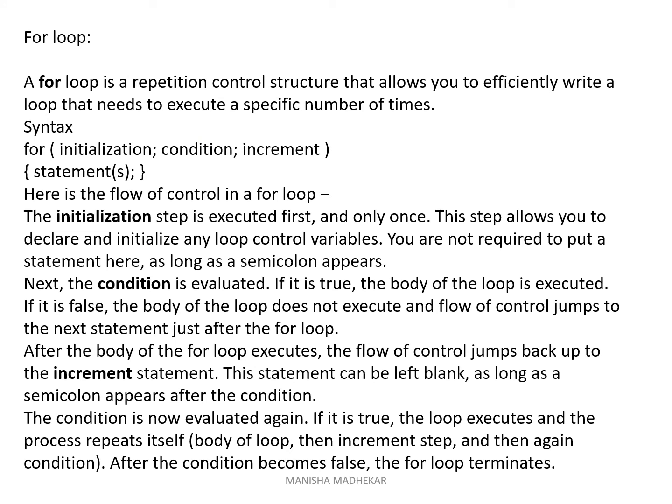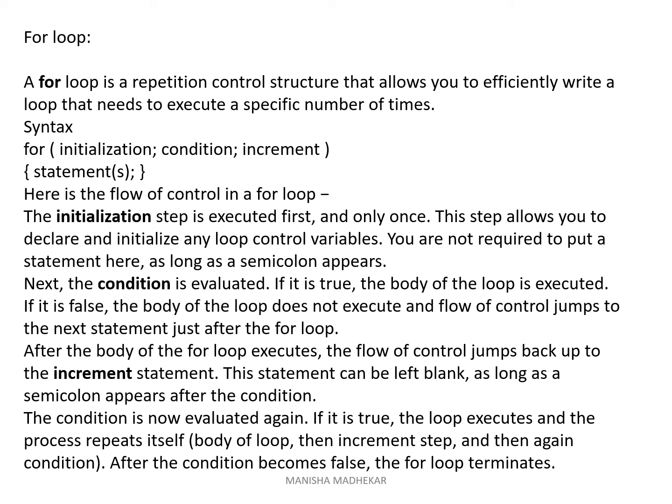For loop. A for loop is a repetition control structure that allows you to efficiently write a loop that needs to execute a specific number of times. Syntax for writing a for loop: for, in round brackets, initialization of a variable, condition statement, and increment or decrement of a variable. Inside the curly brackets, there are the statements to be executed.